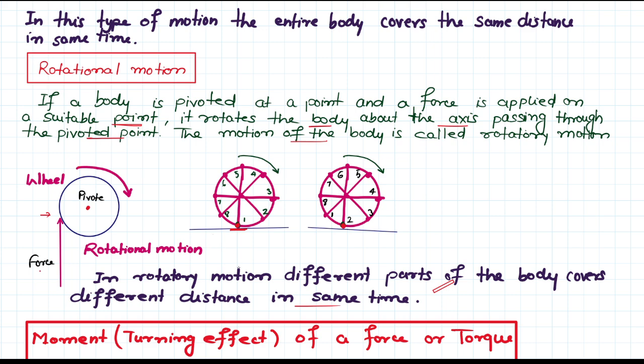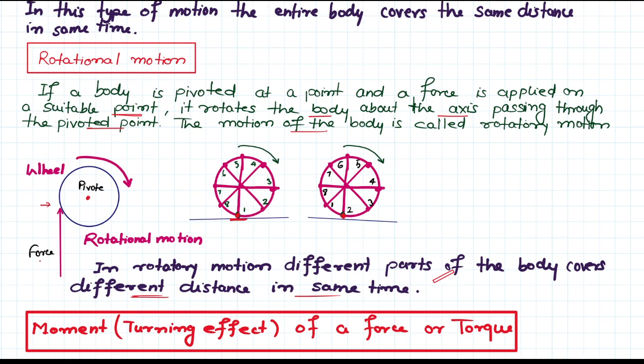In translational motion, the entire body covers the same distance in the same time. But in rotatory motion, different parts of the body cover different distances in the same time. Understood? So this is known as rotational motion. So there are two types of motion we have: one is linear motion, another is rotational.